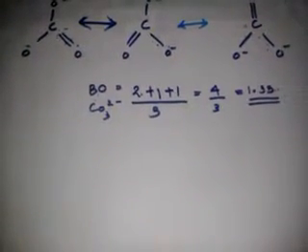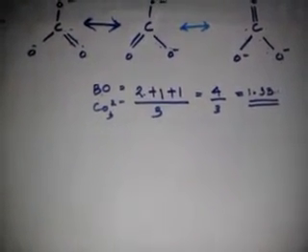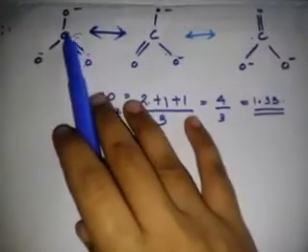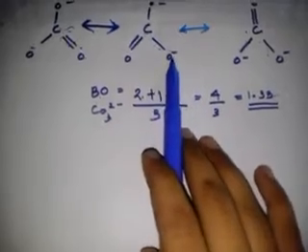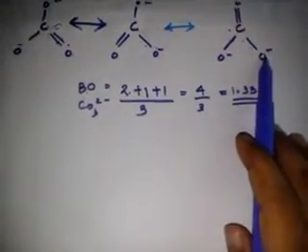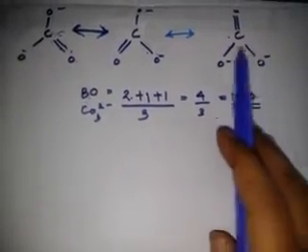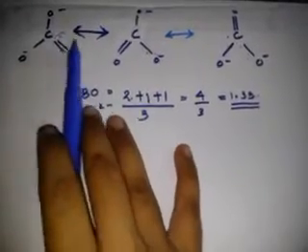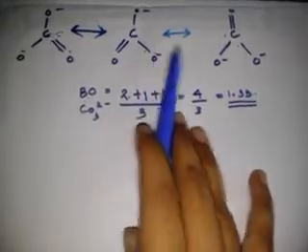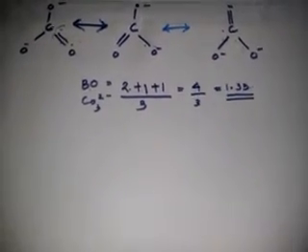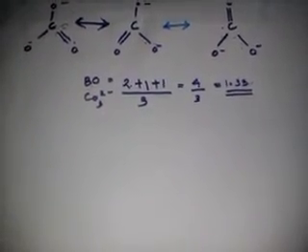When we take the bond order, we have to always take the same 2 atoms. If we take these 2 atoms here, in this structure also we have to take these 2 atoms. Here also we have to take these 2 atoms. We should not change the 2 atoms. So here if we take C and O, here also we have to take these 2 atoms. Then only we get the correct answer.